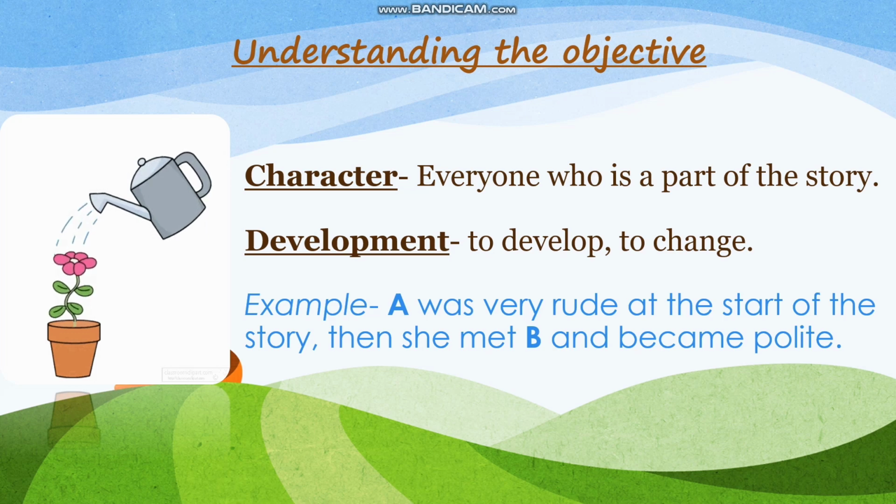For example, on the left hand side, you can see nobody's watering the plant, but the plant is getting watered and the flower is growing. It is developing. It is called development. Okay. So we can say the picture is showing the development of a flower. For example, A was very rude at the start of the story. Then she met B and became polite.